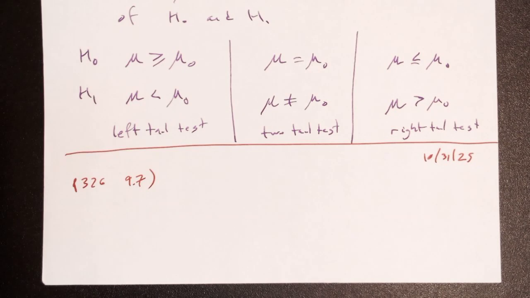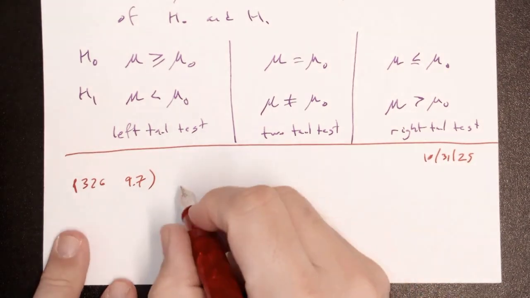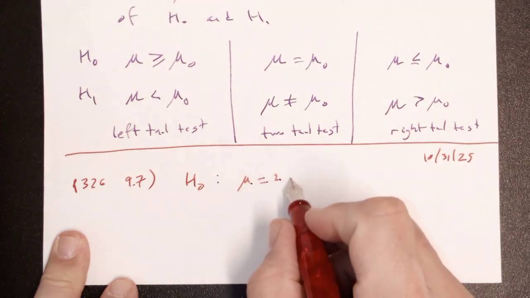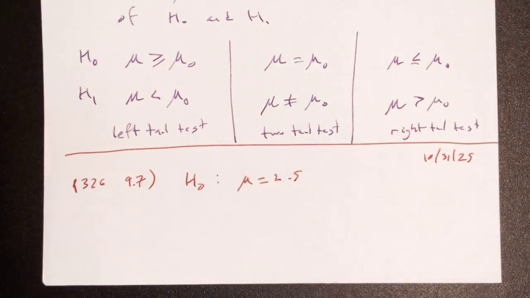Aha. So if that's a two-tail, then my assumption would be that my null hypothesis is that the mean is 2.5 milligrams. And its alternate hypothesis would be it's anything else.